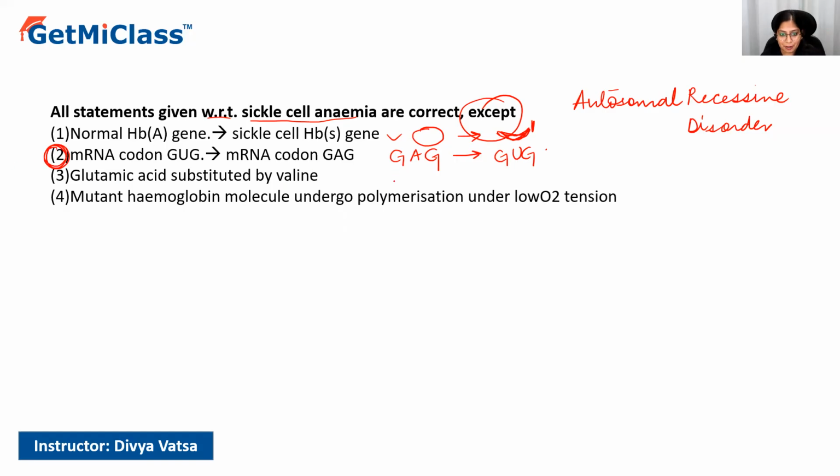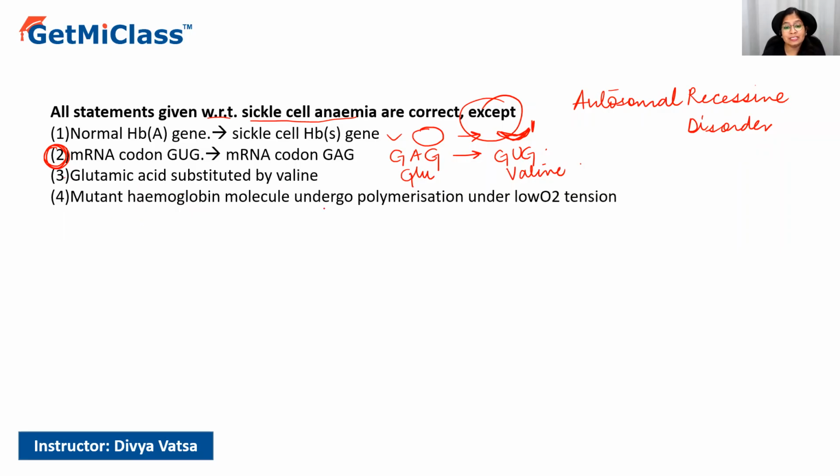Now talking about the third option, glutamic acid substituted by valine. Absolutely, this is what happens. GAG codes for glutamic acid, GUG codes for valine. So glutamic acid is substituted by valine. So this option is also correct.